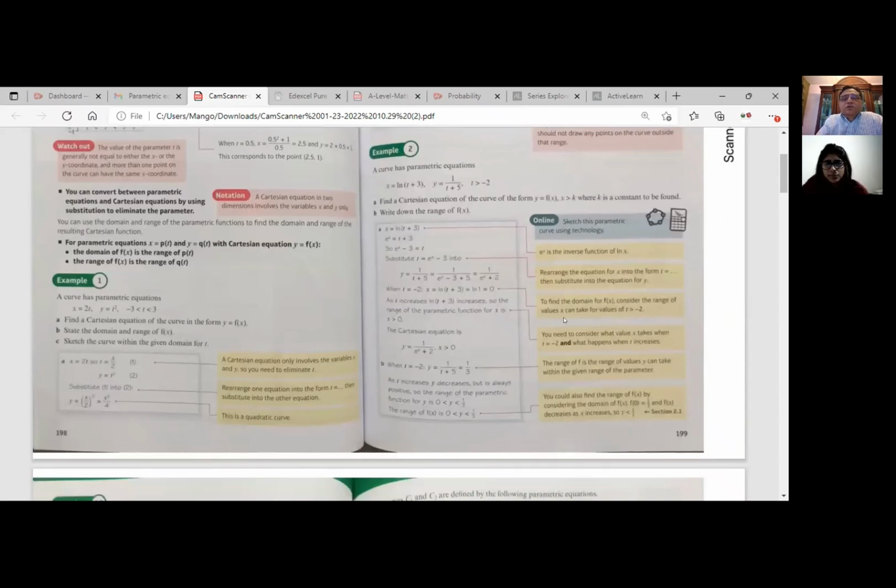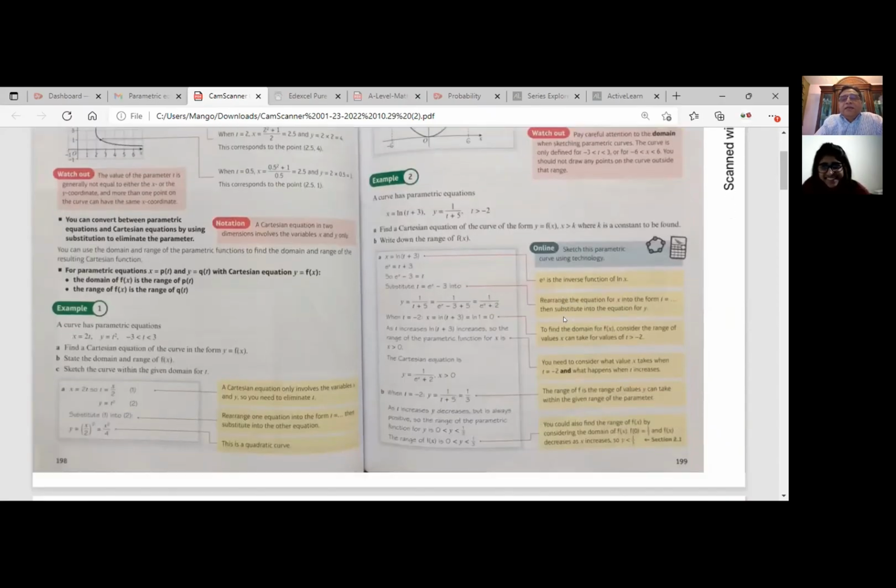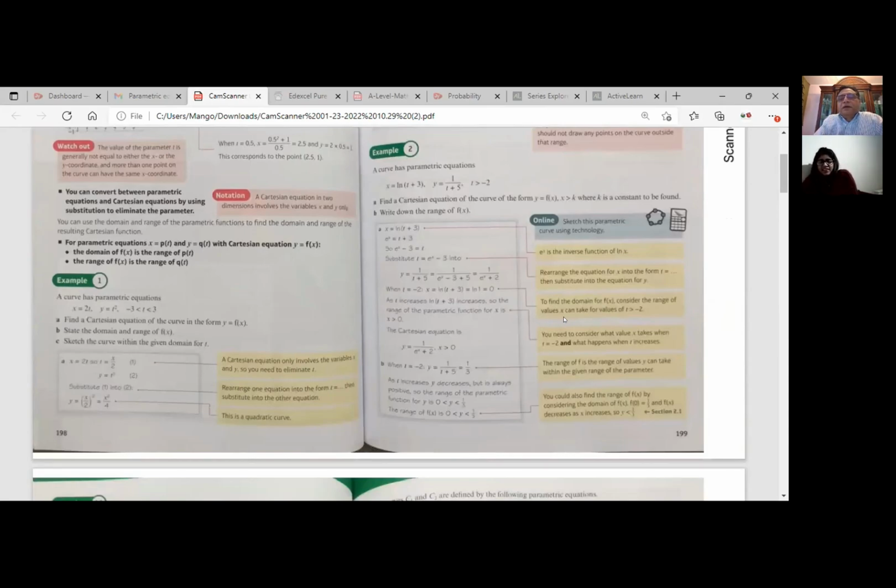You should be in a position to do it, right? X is ln t plus 3 and y is 1 over t plus 5, and t is greater than -2. What will you do? First, find the Cartesian equation. How will you find it? Isolate t first, substitute the value of t into y, and then simplify. Perfect. Can you please read part A? Find a Cartesian equation of the curve of the form y equals f of x, where x is greater than k, where k is a constant to be found. And then part B, write down the range of f of x.